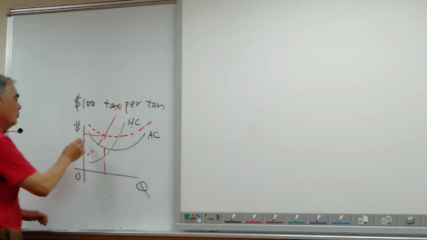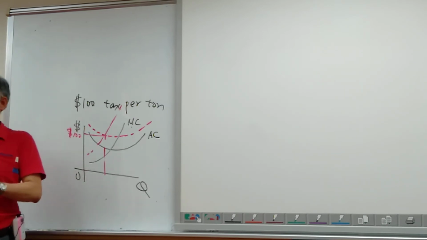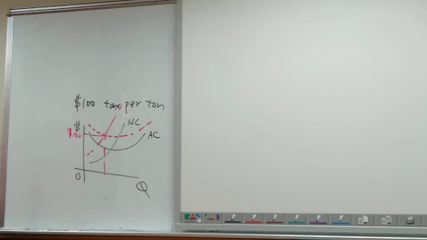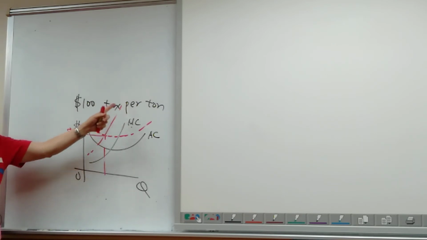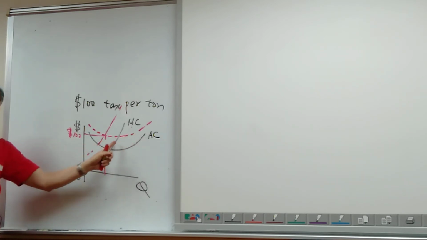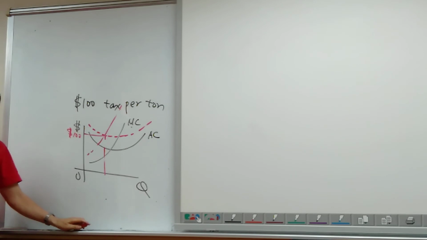And it will go up by how much? Most likely $100, right? So that would be something you're going to look at, because marginal cost is going to go up $100 per unit. And average cost is the same. It's going to go up $100 per unit, okay?